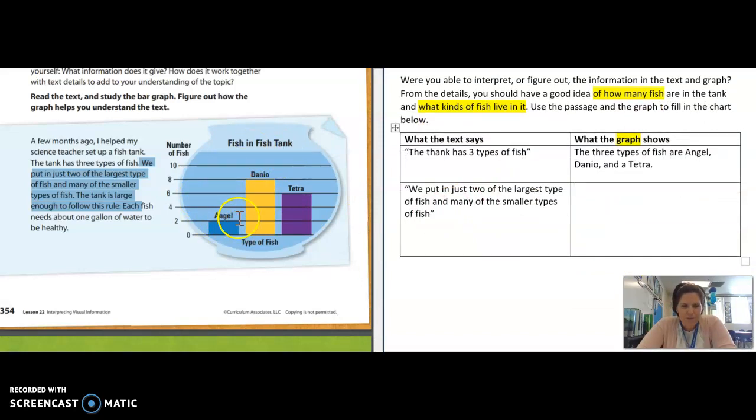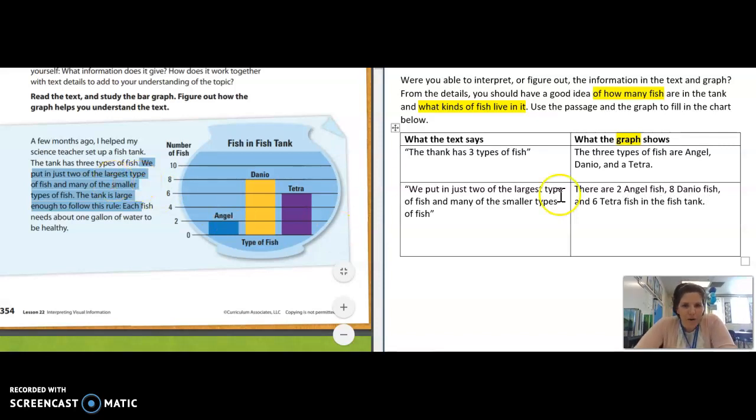So now I need to look at this graph to make that connection. Well, it looks like they're counting up by 2s. This side over here labels the number of fish. So it looks like angelfish there were 2, the Danio had 8, and Tetra there's 6. So there are 2 angelfish, 8 Danio fish, and what did I say for Tetra? 6. 6 Tetra fish in the fish tank.